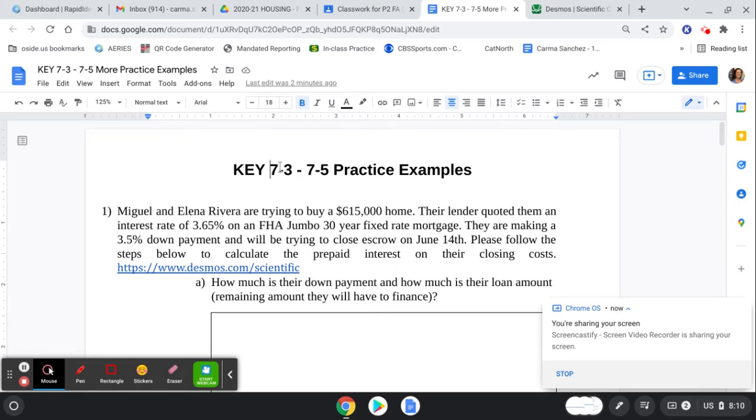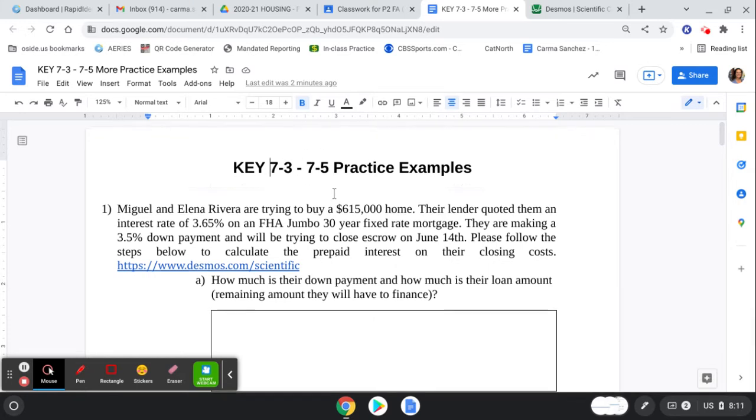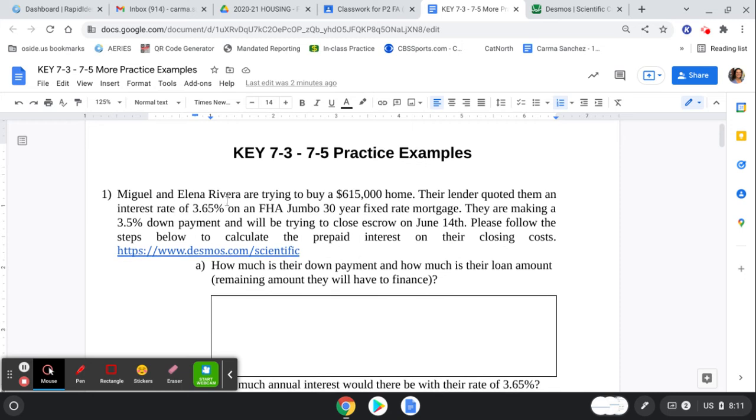All right, let's go practice the 7.3 to the 7.5 practice examples like what we might see on an upcoming assessment. Miguel and Elena Rivera are trying to buy a $615,000 home. Their lender quotes them an interest rate of 3.65 on an FHA jumbo 30-year fixed rate.